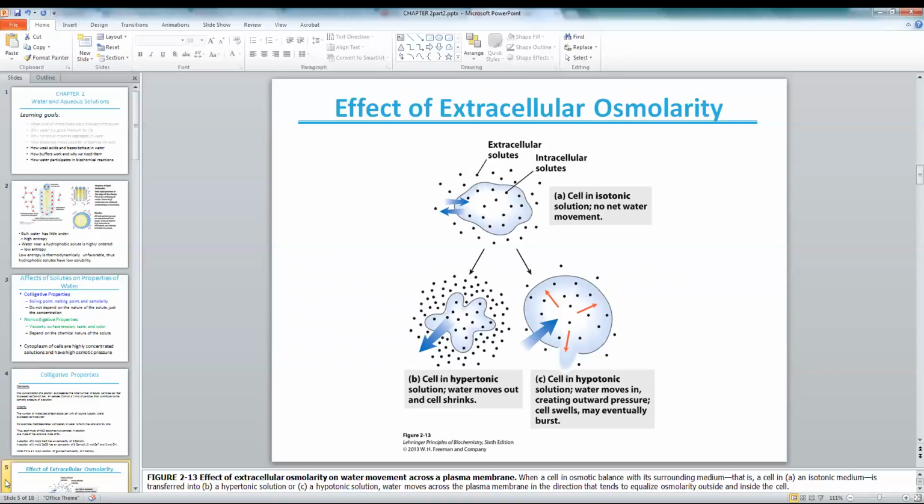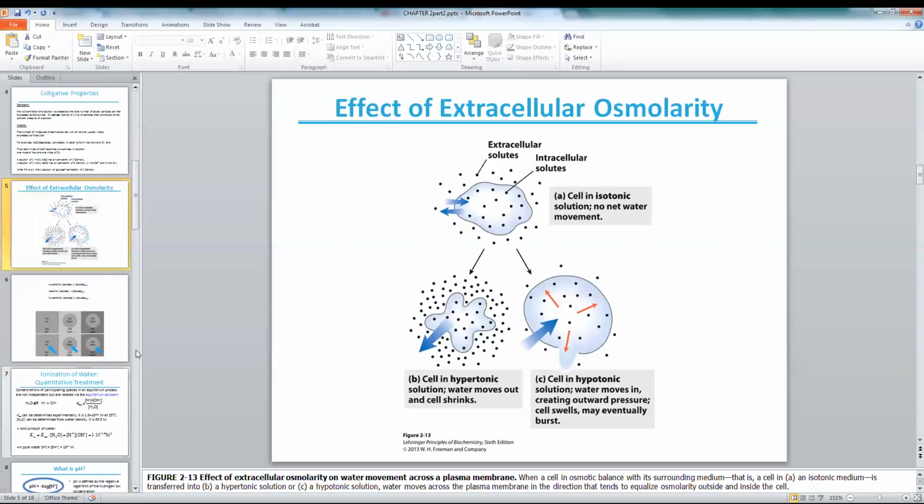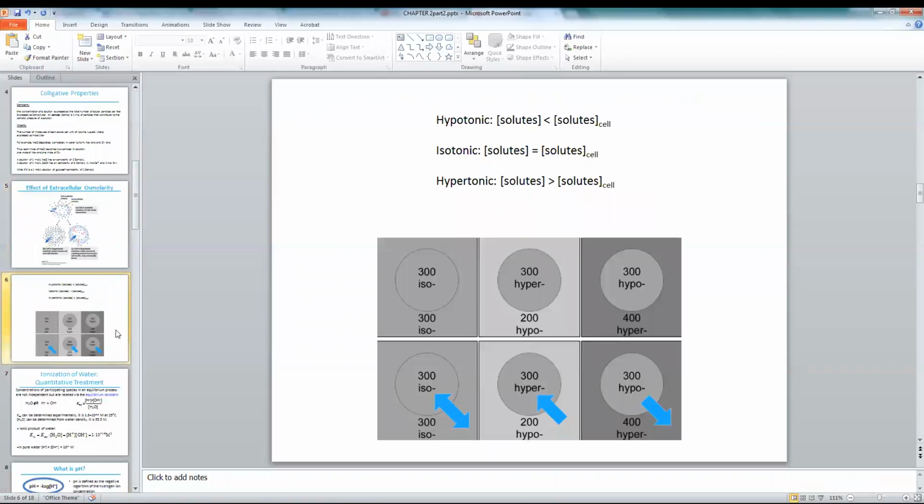So these are questions that we always want to think about when we're preparing solutions and when we're using solutions. And part of the reason why that's important is that when we think about the actual concentration itself, we can predict what's going to occur. So say, for example, if my concentration is the same inside and outside of the cell, then there's going to be a net flow that is the same.